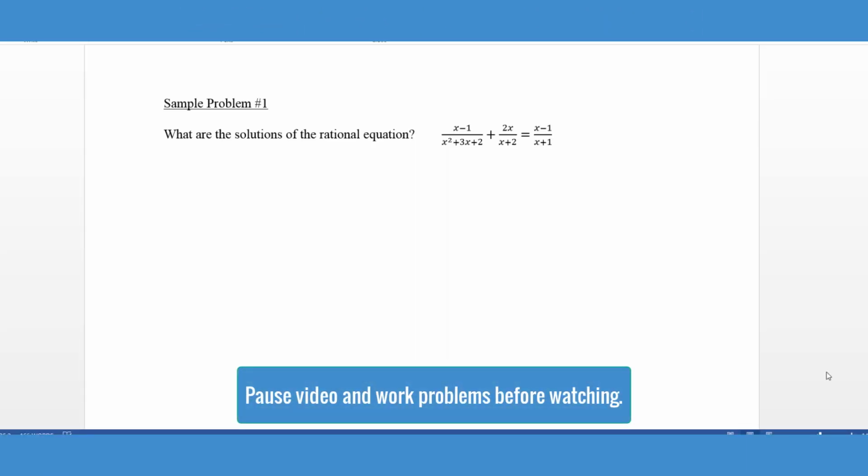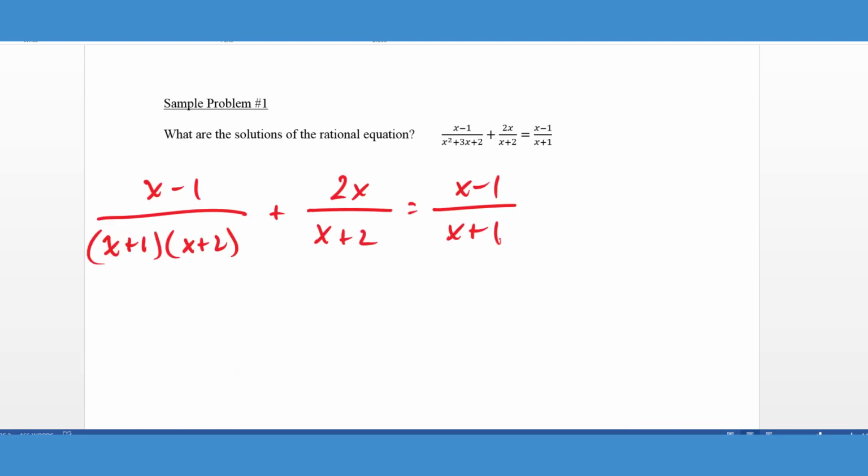Okay, if we take a look here at sample problem number 1, first thing we want to do is we want to factor out all the denominators so that we get a clear look at what the least common denominator would be. And if we look here, we can clearly see that x plus 1 and x plus 2 is our least common denominator. So I'm going to want to multiply those terms to both sides of the equation.